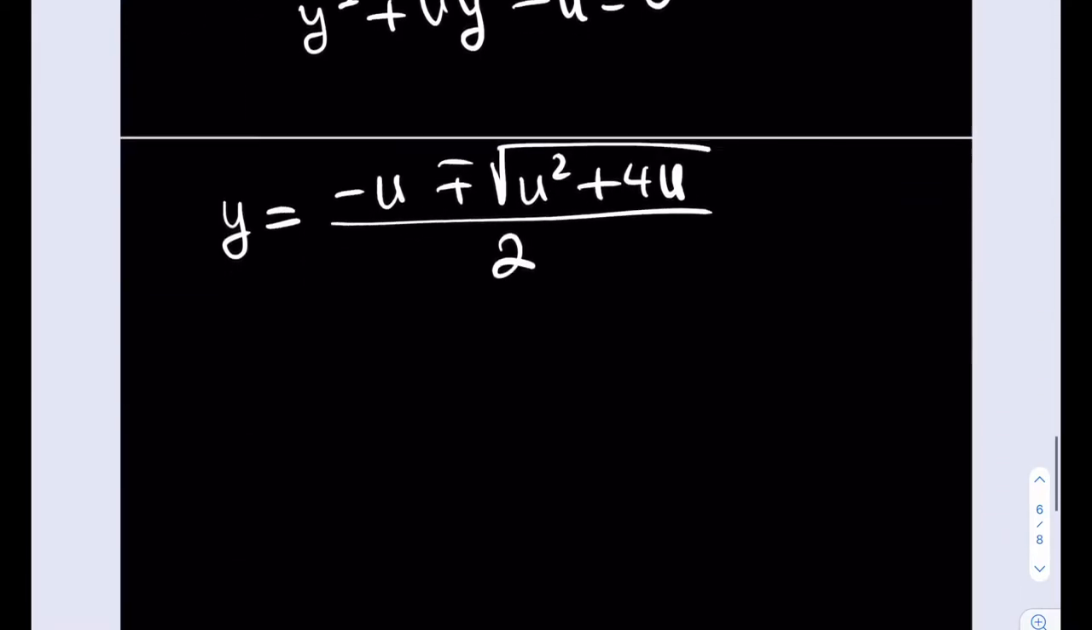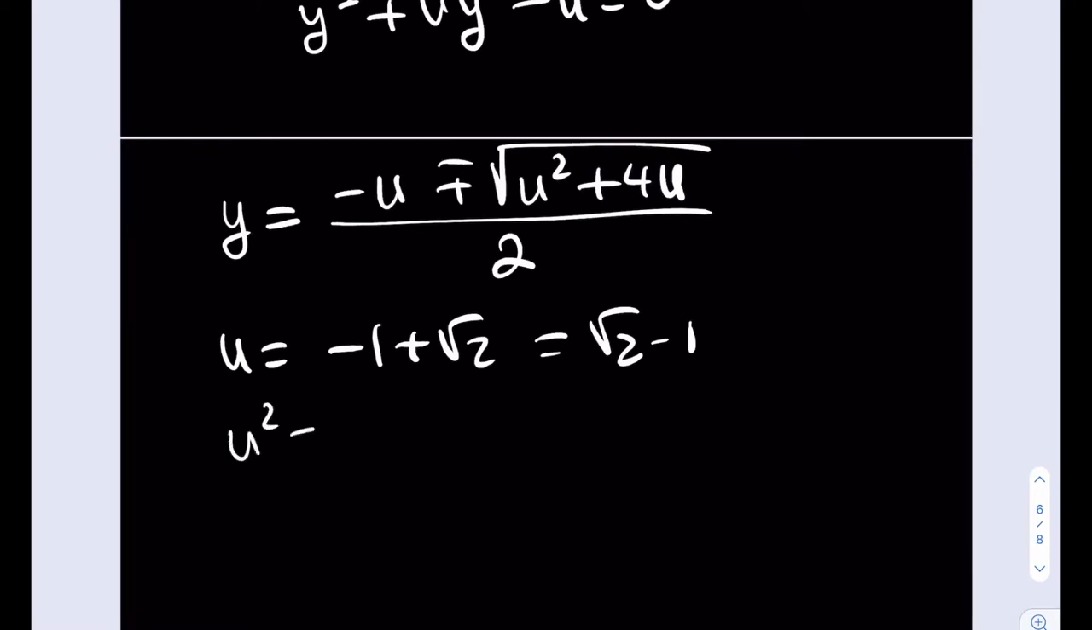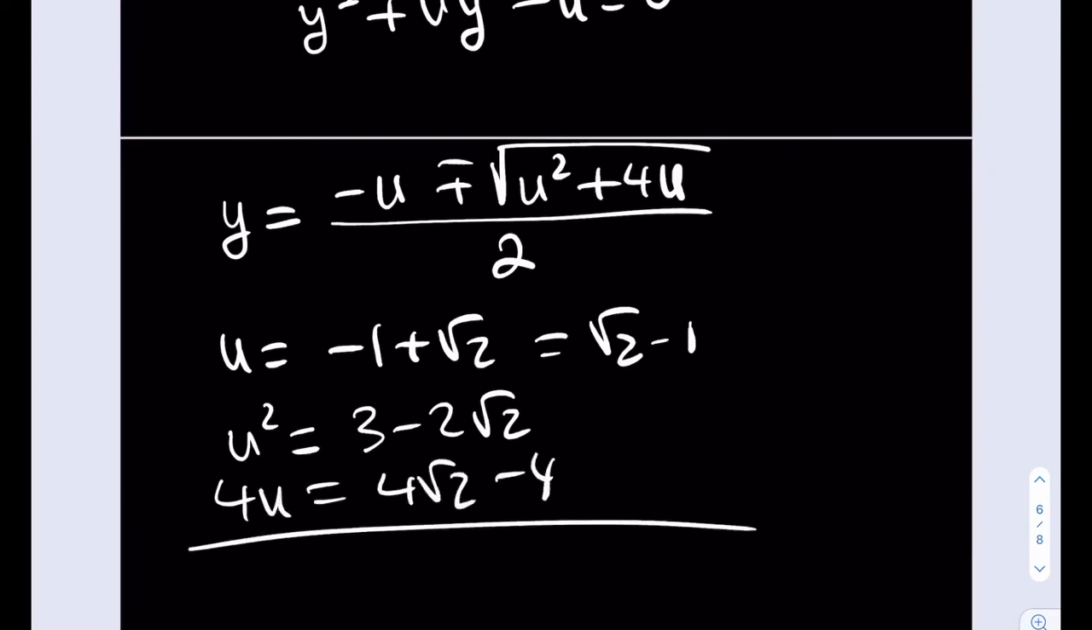So let me just go ahead and take one of these. Let's say I got the positive one. So for u equals negative 1 plus root 2, or I can write it as root 2 minus 1, let's go ahead and calculate this. u squared is going to be this squared plus this squared minus 2ab. That's going to give me 3 minus 2 root 2. And then 4u is going to be 4 times that, 4 root 2 minus 4. If I go ahead and add those up, I'm going to be getting negative 1 plus 2 root 2, or 2 root 2 minus 1. That's going to be square rooted.